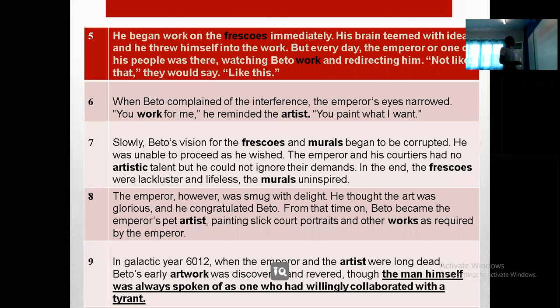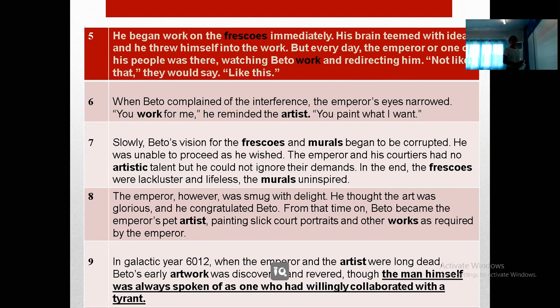Slowly, Beetle's vision for the frescoes and murals began to be corrupted. He was unable to proceed as he wished. The emperor and his courtiers had no artistic talent, but he could not ignore their demands. In the end, the frescoes were lackluster and lifeless, the murals uninspired. The emperor, however, was smug with delight. He thought that the art was glorious, and he congratulated Beetle.